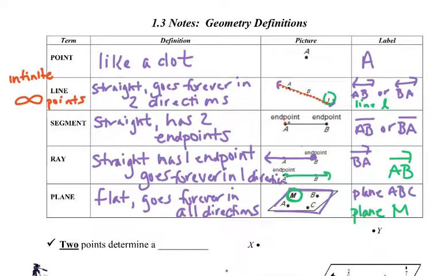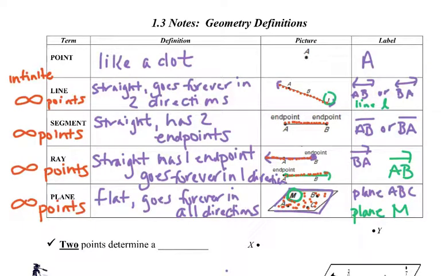How many points are on a segment? You're right, infinite points. Some people think 2 because we have labeled 2 points, but there are infinite points on a segment and a line. How many points are on a ray? You're catching on. Infinite points. How many points are on a plane? We labeled 3 of them, but there are also infinite points on a plane.